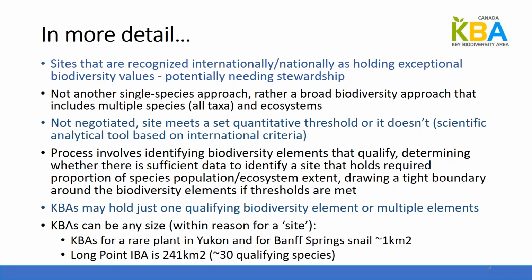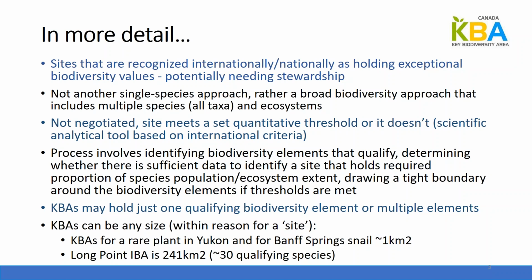The process itself involves identifying biodiversity elements that qualify, first of all, so that they have to be in certain categories of threat, for example, determining whether there is sufficient data to identify a site that holds the required proportion of a species' population or ecosystem extent, depending on what you're looking at. Then you draw a tight boundary around the biodiversity elements if those thresholds are met. So that's the process. It's quite straightforward, but there's a lot of little details that need to be ironed out, and that's what the Secretariat at WCS Canada is involved in: training, interpreting those instructions, and guiding people to do this work.